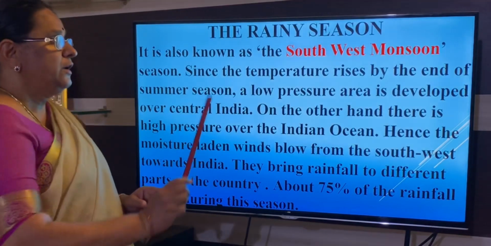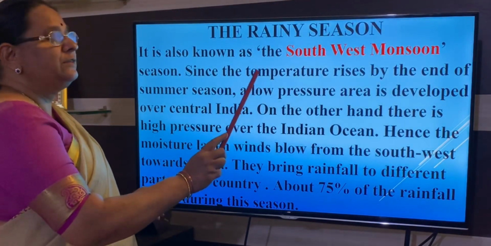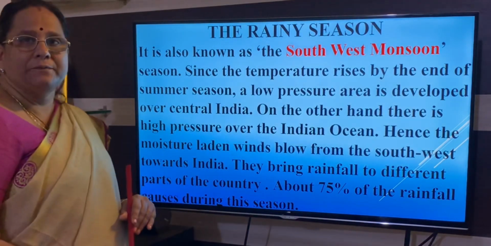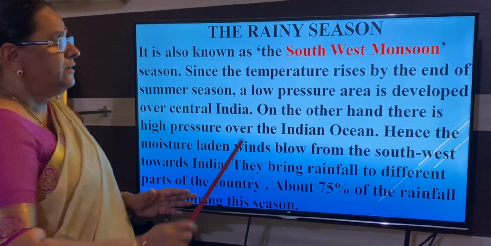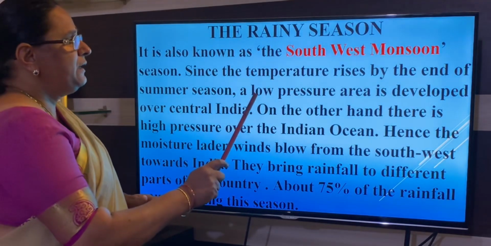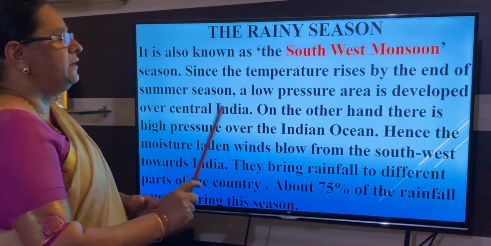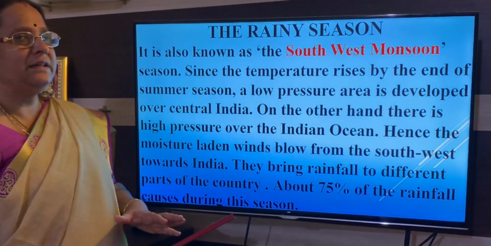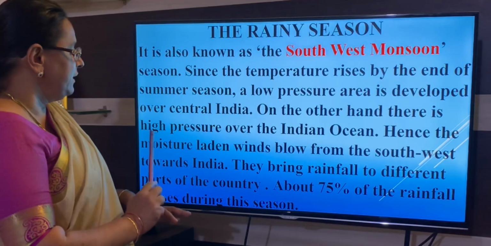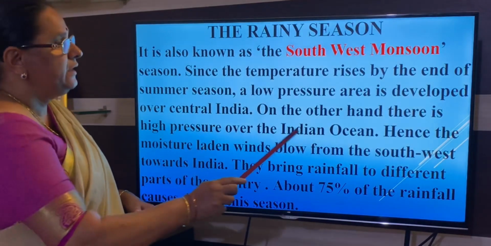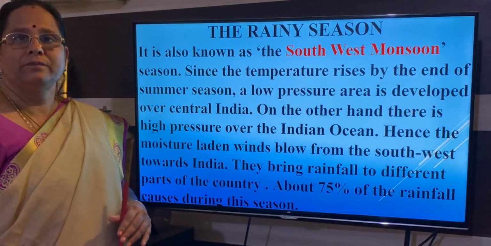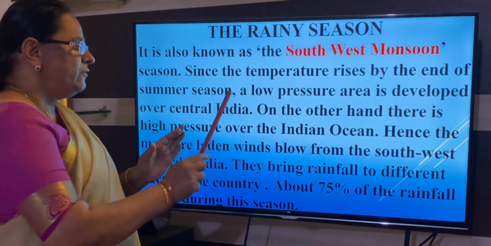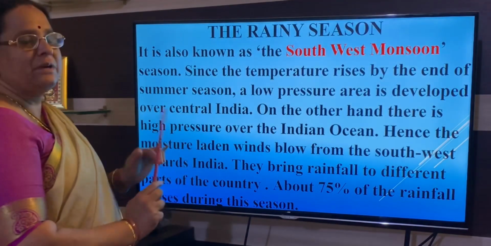Once again I'll tell you, remember the end of the summer season the temperature will rise. And the next one is due to that there will be a low pressure in central India. And on the other side we will see a development of high pressure in the Indian Ocean. So in the landmass we have low pressure, whereas in the water body we have high pressure.